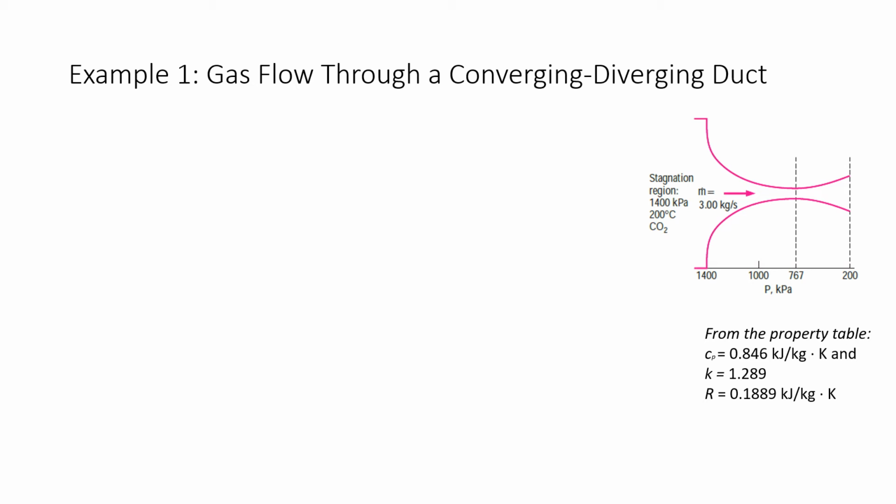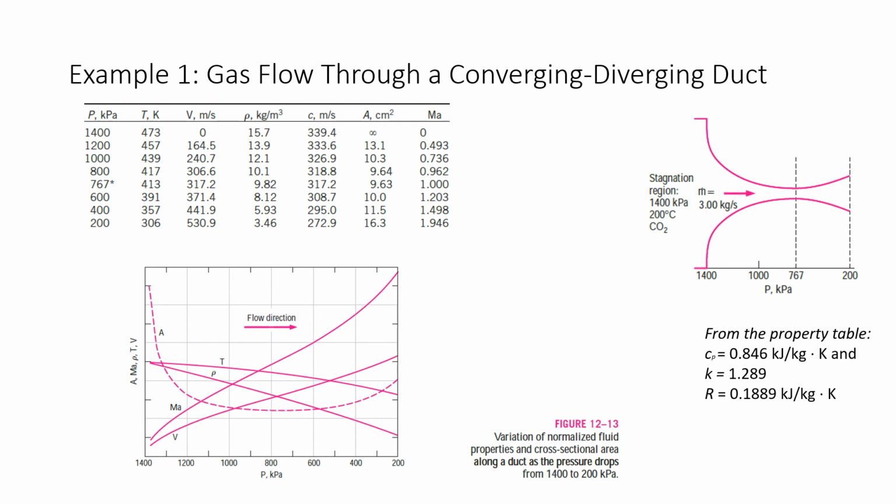Now that is for the first part, 1200. We had this temperature, velocity, density, sonic speed, area, Mach number. You have followed through all of this. So if you were to continue calculating for 1000 kPa, 800, down until 200, you get to complete this table like this.